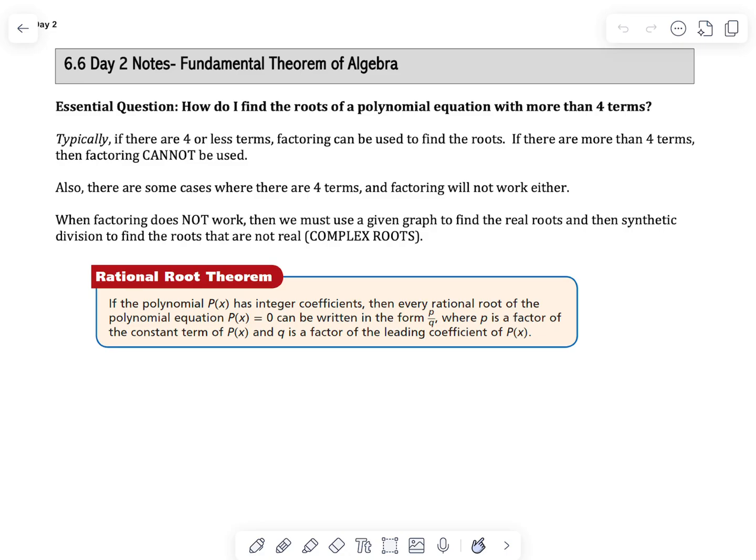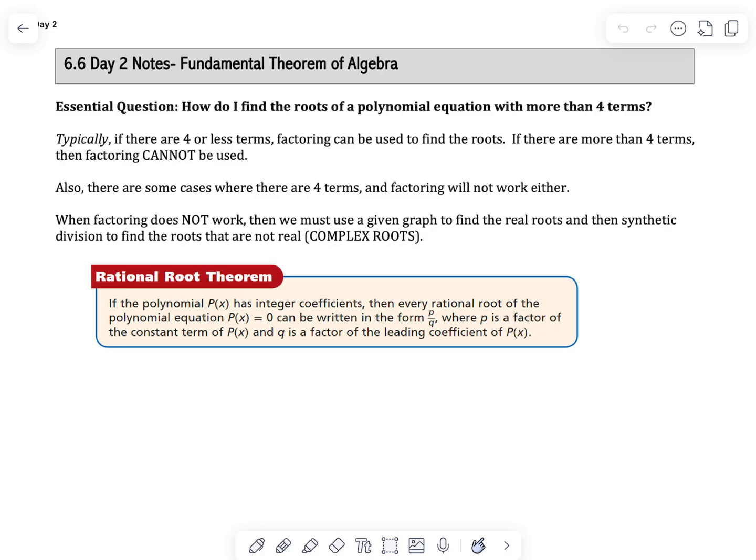All right, the continuation of the fundamental theorem of algebra. Typically, if there are 4 or less terms, factoring is going to be the best way to find the roots. If you have more than 4 terms, then factoring can't be used. Also, there are some cases where 4 terms and factoring will not work, so not every equation can you factor it.